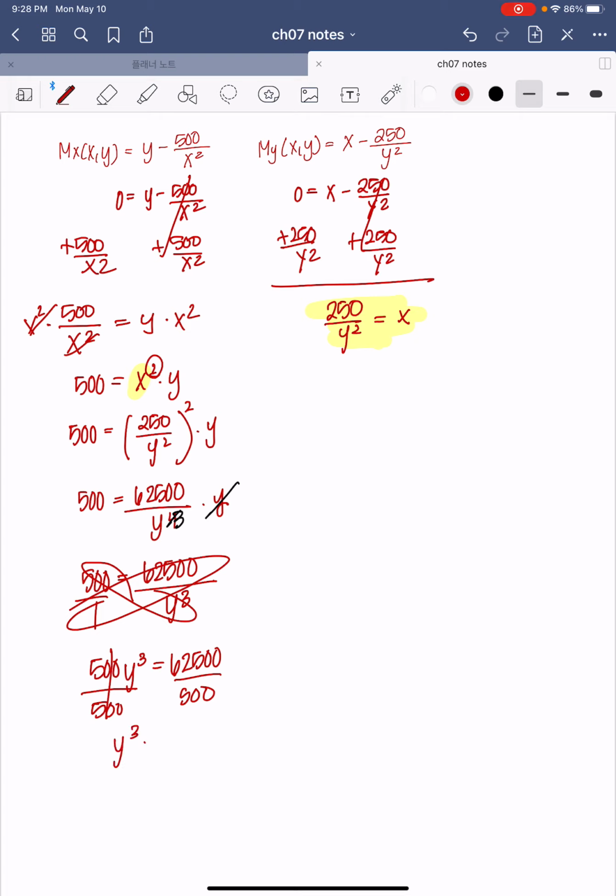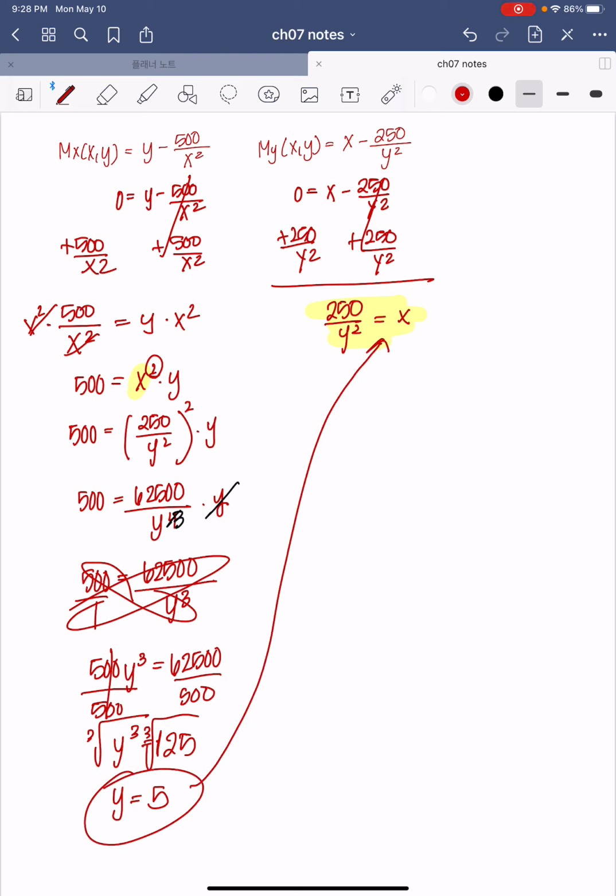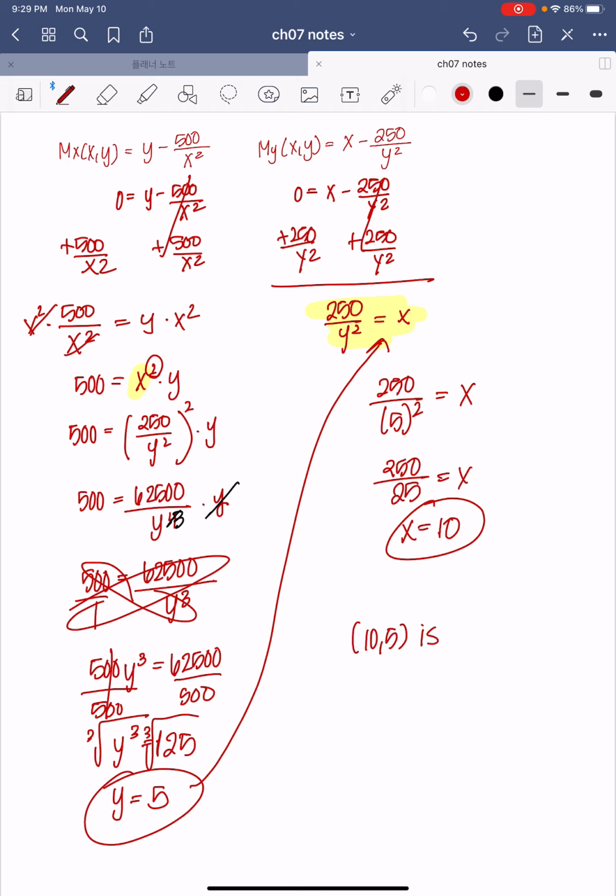So y cubed is equal to, I get 25 cube rooted, 125, I'm sorry. Cube rooted y is equal to 5. So that means x will be 250 over 25. X will be equal to 10. So 10 comma 5 is our critical value.